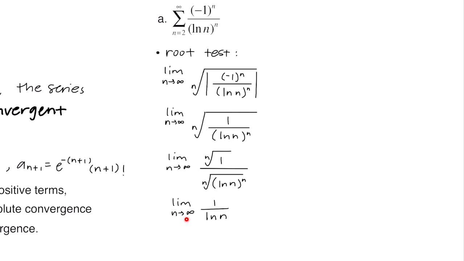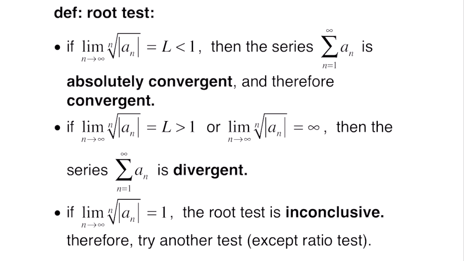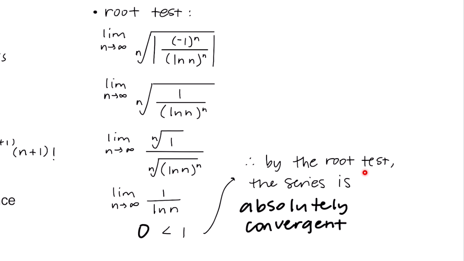So we get the limit as n goes to infinity of 1 over natural log of n. As n gets larger and larger, this fraction is going to go to 0. All right, so we get 0, and we're going to go back up and look at the root test. And you can see from your 3 different cases, 0 is going to be less than 1. Therefore, the original series is absolutely convergent and therefore convergent. So I wrote it out, therefore by the root test, the series is absolutely convergent.